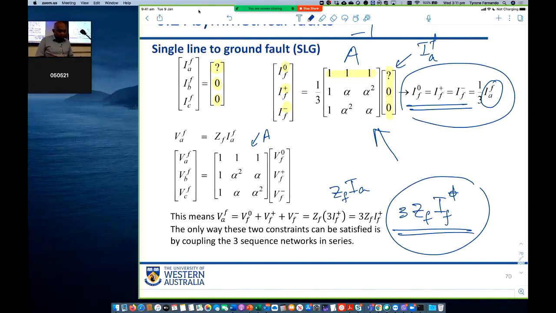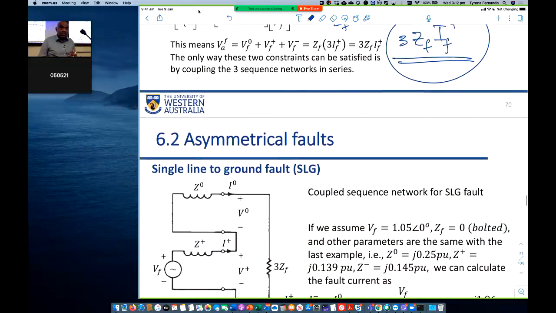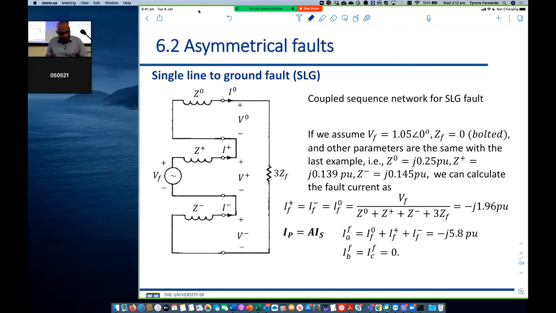So how do we then utilize those two equations to connect the circuit? I said the type of fault determines how you connect the three sequence circuits. So here are the three sequence circuits. Here is the zero sequence circuit. This is the positive sequence circuit, and that's the negative sequence circuit, right? Now, how do we connect? It depends on the type of fault.